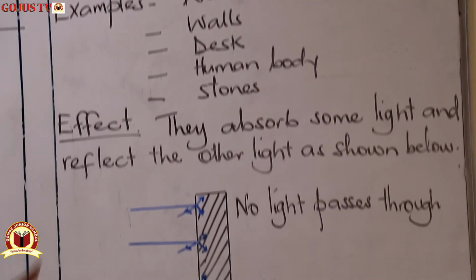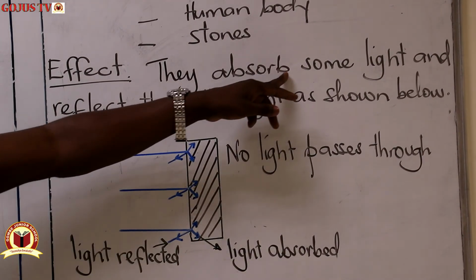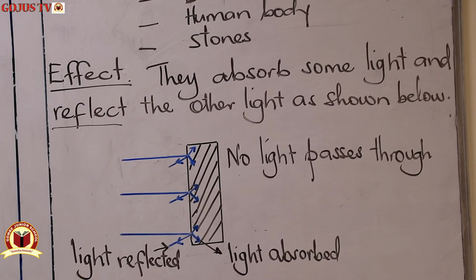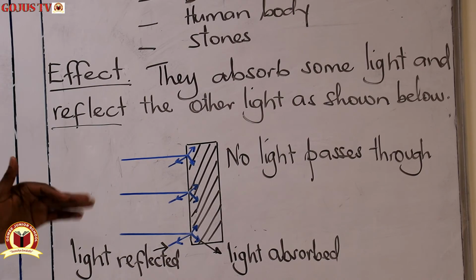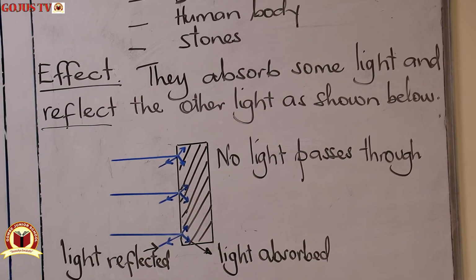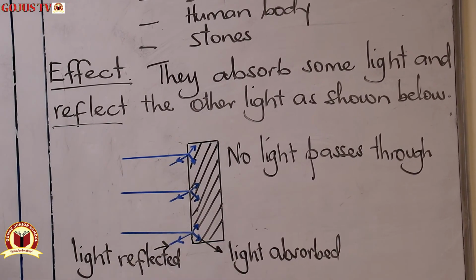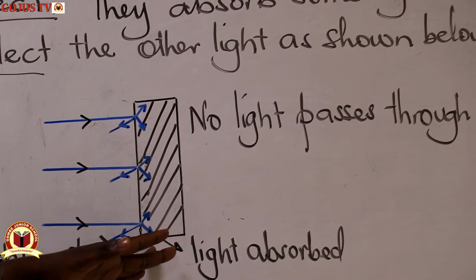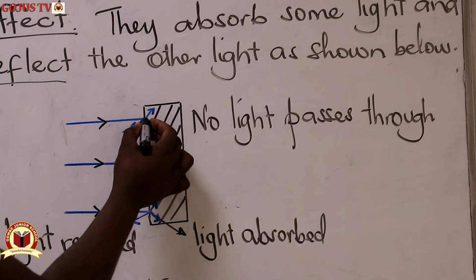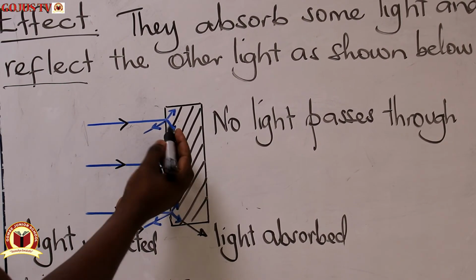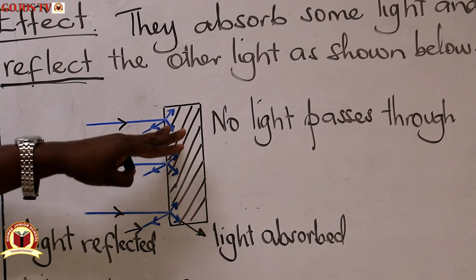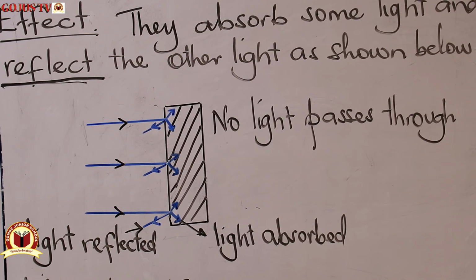So the effect that these opaque objects have on light is that they absorb some light and reflect. We are meeting this word again, but like I said, we shall talk about it in the other sessions to come. So they absorb some light and reflect the other light as shown in the diagram. When you look at these rays, they are traveling towards this opaque object, but you can see as it hits the object, we have a ray moving that direction, a ray moving that direction, then there is this one coming back, which means that that ray has been reflected, whereas these ones which are inside have been absorbed. So that is the effect that these objects have on light.